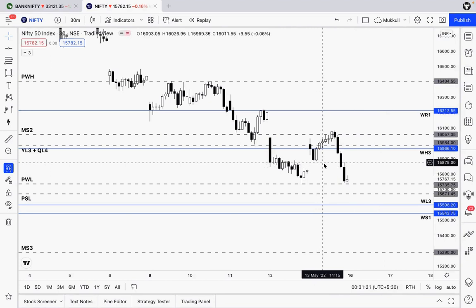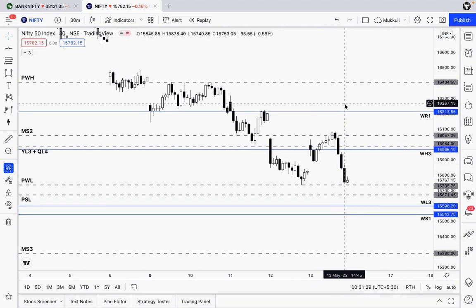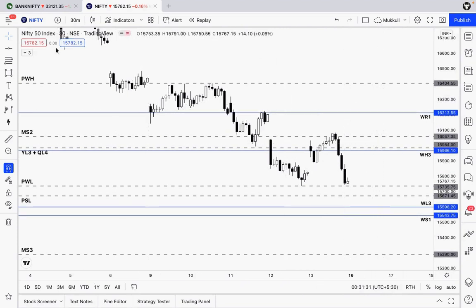And any sort of global development, positive news coming up, we can see good short coverings coming up because there are too many shorts. So these are some levels of Nifty, which you can see. If you combine this with your EOD chart, you might get some good view. Keep these levels marked on your chart too.